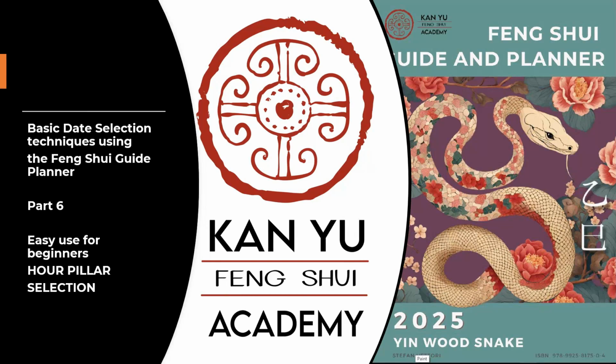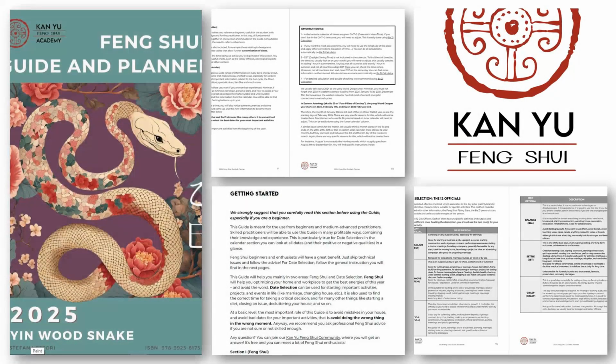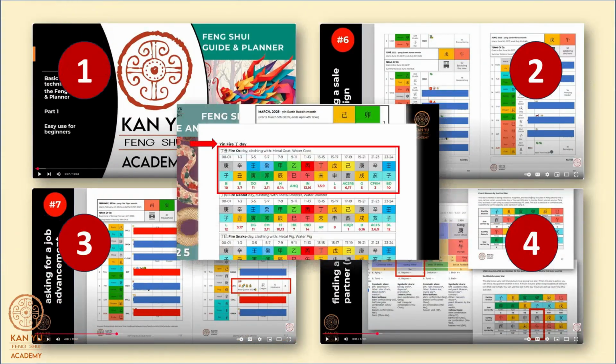For beginners and non-experts. In this video, I assume you have read the instruction section at the beginning of the Feng Shui Guide and Planner, and if not, please stop the video and read the instruction first. This section is at the beginning of the guide. Before watching this video, ensure you have seen parts 1 to 5. Otherwise, you will not be able to understand the subtleties I am going to teach you. Mind you, it will make everything easier.